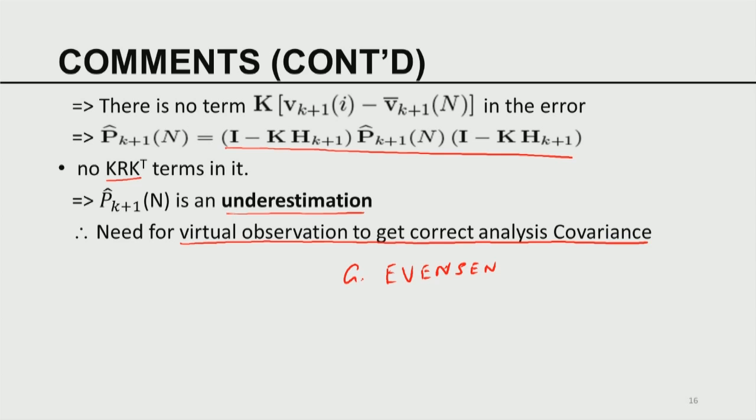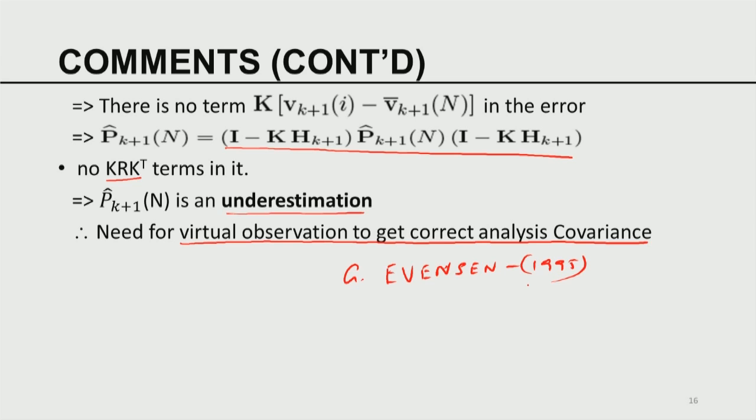I think Evensen, around 1995, approximately thereof. So ever since the ensemble methods have become popular, most of the centers have gone for this. When originally Evensen published the paper, he did not use the virtual observation. People who came after him quickly realized that if you used only the same observation for every ensemble strand, your system leads to an underestimation.